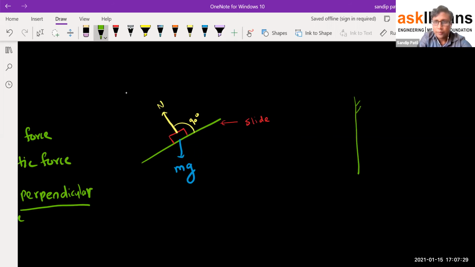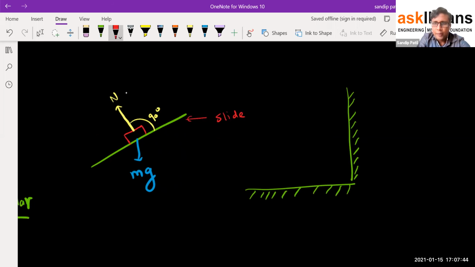Now this is the wall, right? We have walls in our rooms also. This is our floor. So the floor is horizontal, the wall is vertical. Now consider I'm keeping one object like this, on the wall. First of all, tell me whether this object will remain there. Will it stay there? Obviously not, right?